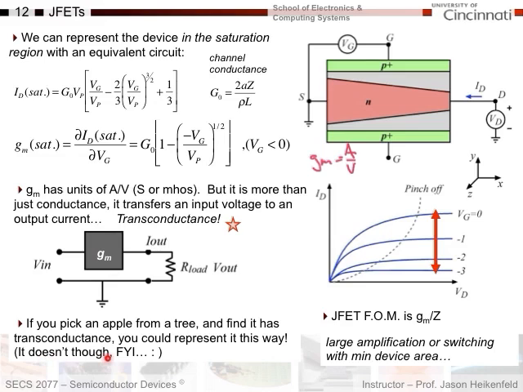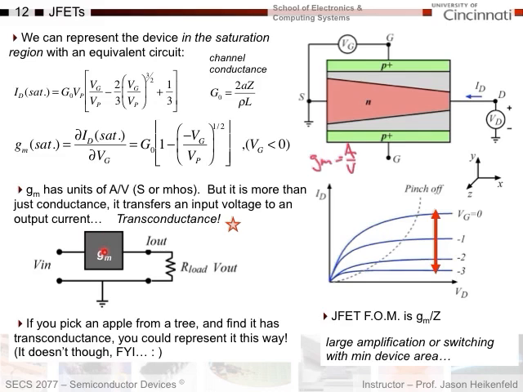Now, I know an apple doesn't have transconductance, but I'm just saying any black box device that you change input current and it gives you a change in output current, you could represent with a simple circuit transconductance as follows, and that's why we like transconductance in electronic circuits.